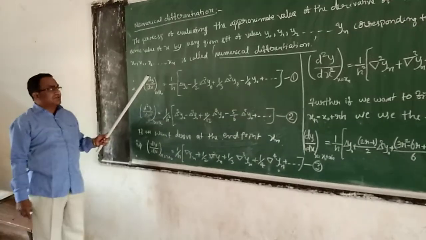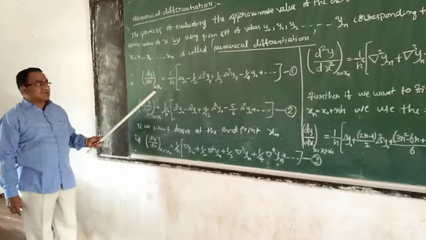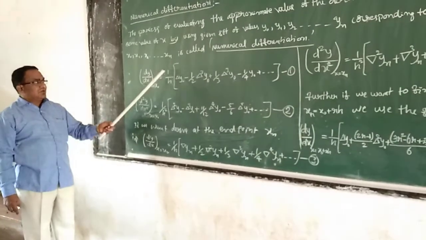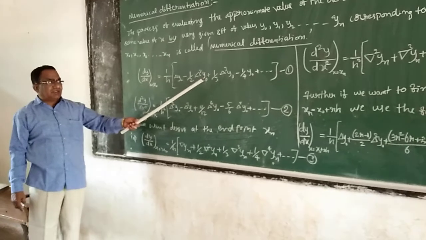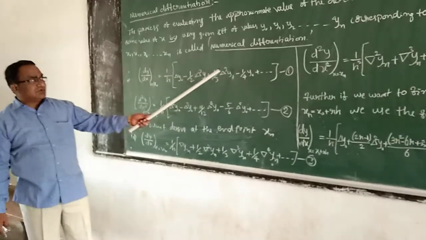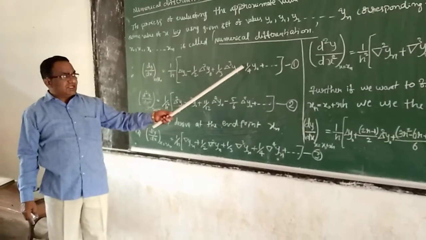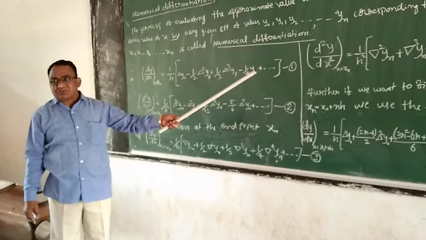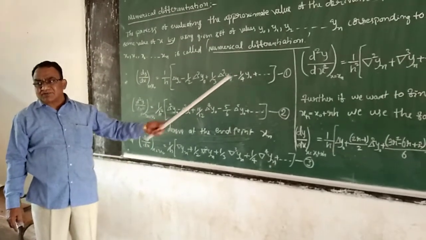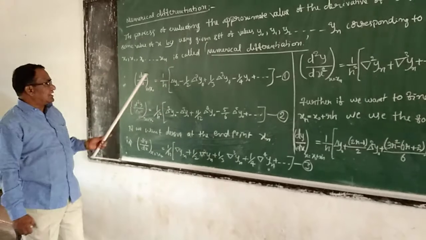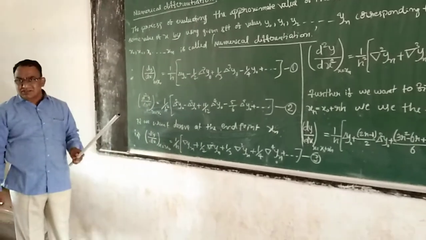First formula is dy by dx at x is equal to x0 is 1 over h into delta y0 minus half into delta squared y0 plus 1 by 3 into delta cube y0 minus 1 by 4 into delta to the power 4 y0 plus minus and so on. This continues. Call it the first formula, the first derivative at the point x is equal to x0.